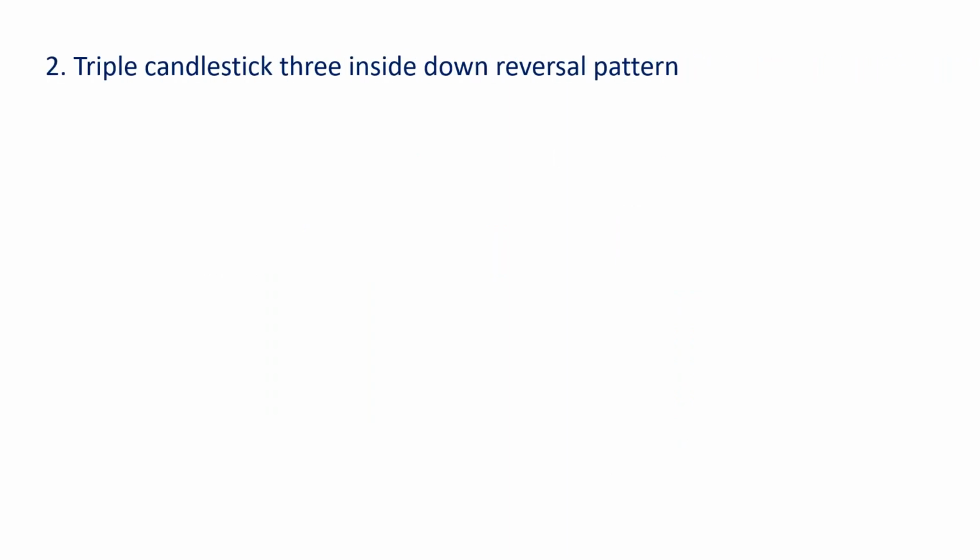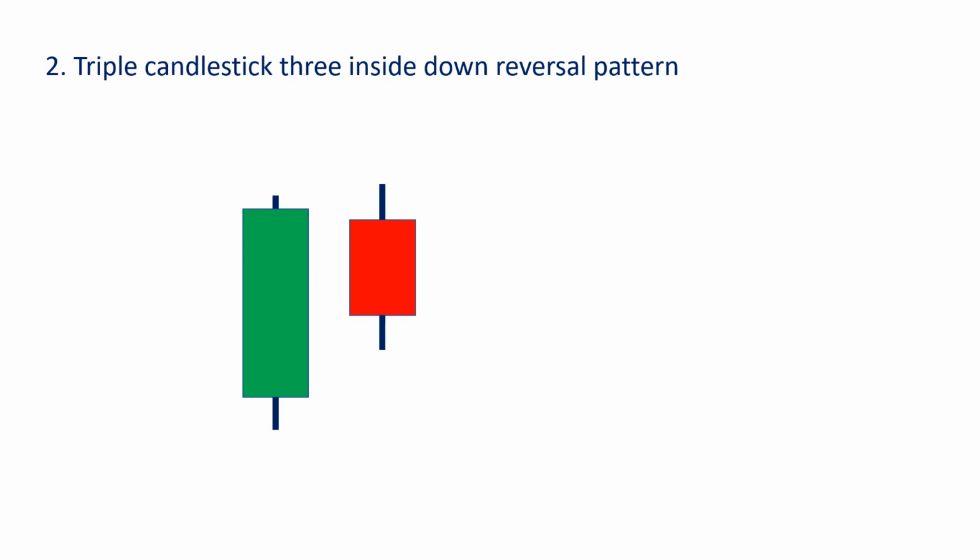Triple candlestick 3 inside down reversal pattern. This pattern consists of 3 candles. The first one is a bullish candle. The second one is a bearish candle whose body is totally engulfed by the bullish candle, and this candle should close below the halfway of the bullish candle. The third candle is a bearish candle whose close price should be below the low price of the first candle.